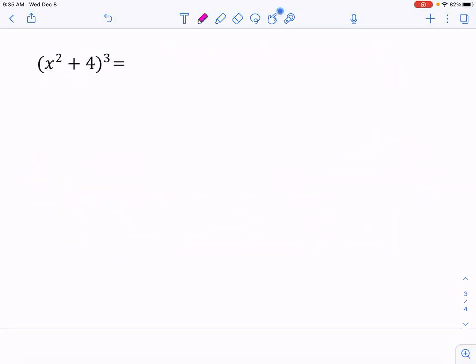Go ahead and write this one down. X squared plus 4, the quantity cubed.